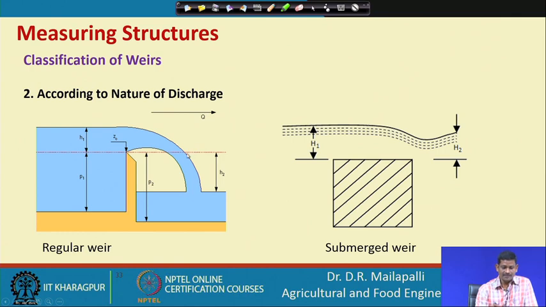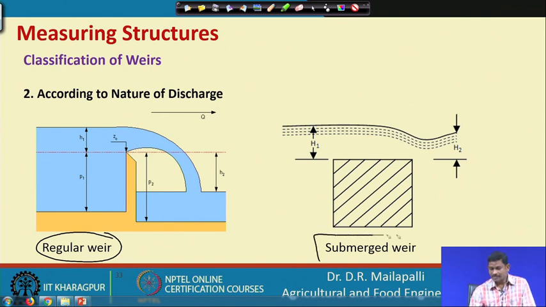Okay. And then the next classification is according to the nature of discharge. Here the regular wear, we have seen the simple rectangular wear, and there is the submerged wear. So, nature of discharge here: H 1 on the head end and H 2 on the tail end.